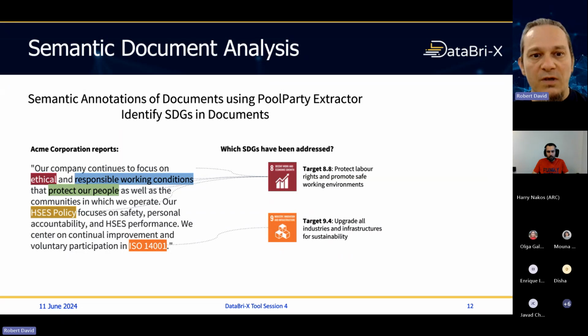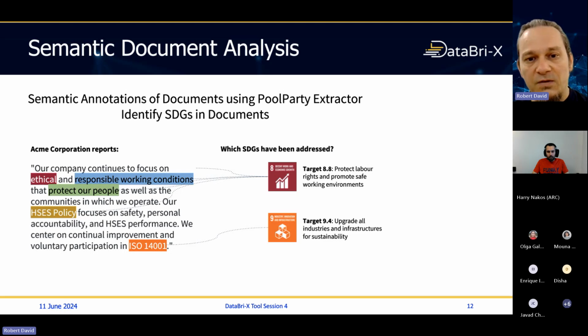So how does that look in more detail? Here we see an example from the ESG domain using the ESG core knowledge model. On the left side, we see a part of a document. This is a sustainability report. And on the right side, we see the concepts that were identified in the document. So here we see SDGs, Sustainable Development Goals. The first one is about protect labor rights and promote safe working environments.